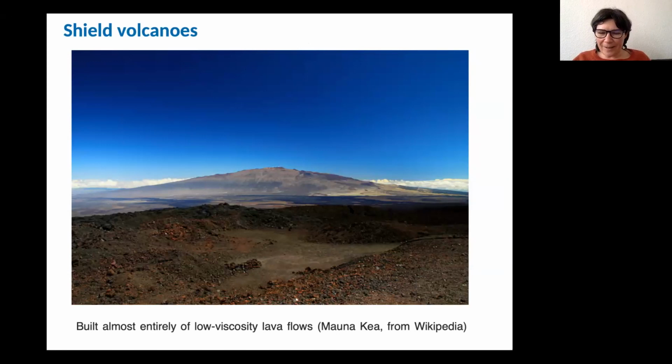Then we have shield volcanoes. Shield volcanoes look like this. This is Mauna Kea from Wikipedia, in Hawaii. They are called shield volcanoes because they have this shape. You can see already from their shape that they are formed from magma of very low viscosity. The magma flows very freely, the eruptions are gentle, and they don't pile up so much material. It just flows down the flank and away. So these are shield volcanoes, with a lot of low viscosity lava flows, though not exclusively. The example is Hawaii.